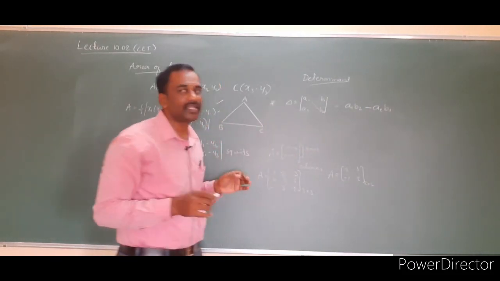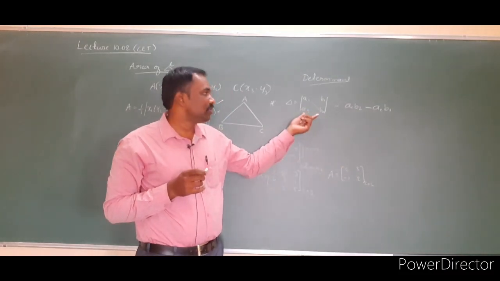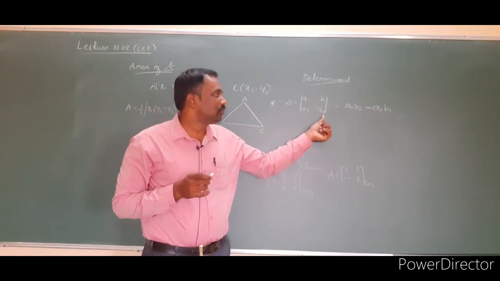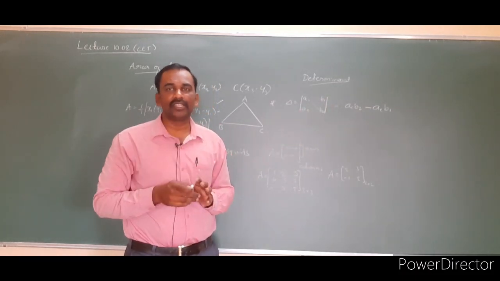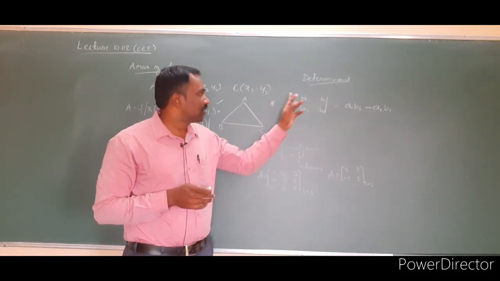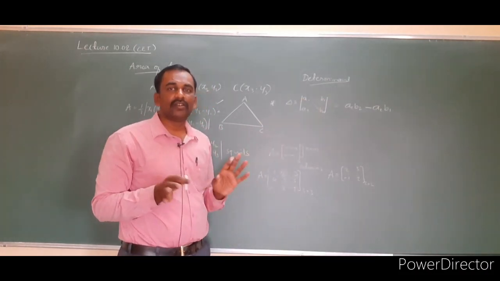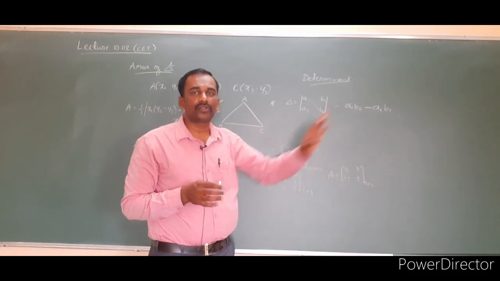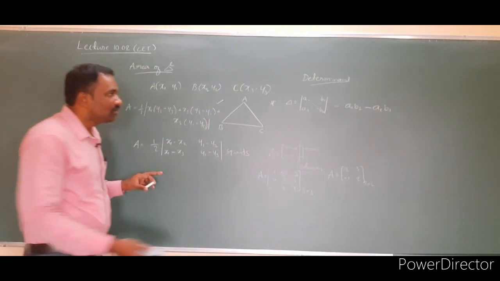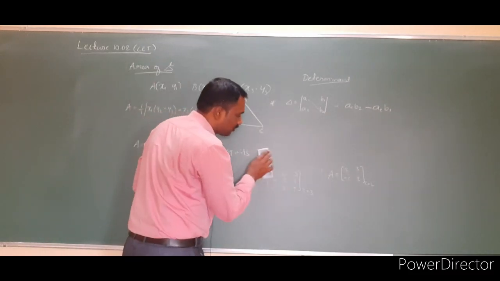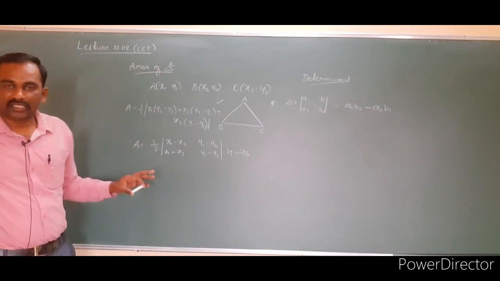How to evaluate the 2 cross 2 determinant, the second order determinant? Cross multiply: a1 into b2 minus a2 into b1. Diagonally you can multiply the elements and we will get the required value. First of all, these elements minus the remaining elements multiplied diagonally will give the required 2 cross 2 determinant. Next, so here I have just written the formula.